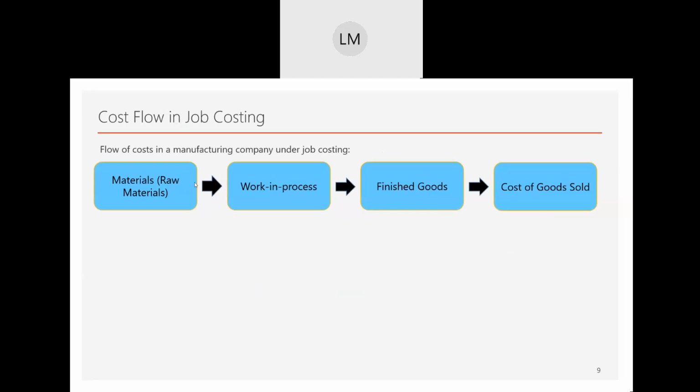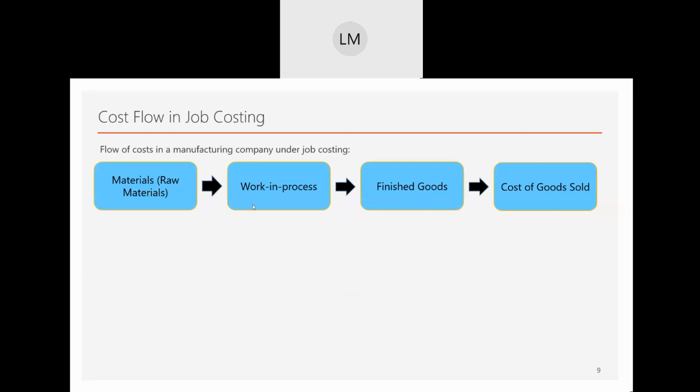Now let's talk about cost flow in a job costing system. We talked about before in cost management basics and earlier today in this session, the flow of cost of a manufacturing company. We take our materials account, some people call it raw materials. Our materials account, those are requisitioned and transferred to the production floor. And once they're transferred to the production floor, the cost of those materials is transferred to work in process.